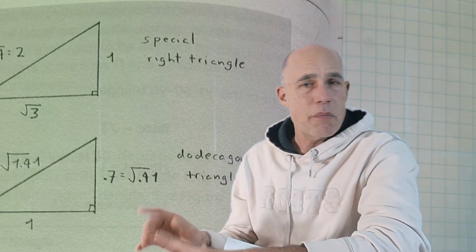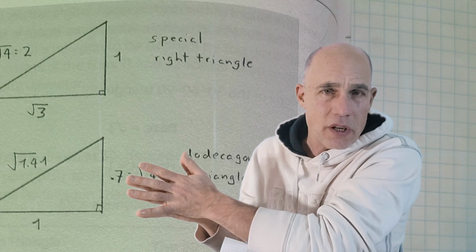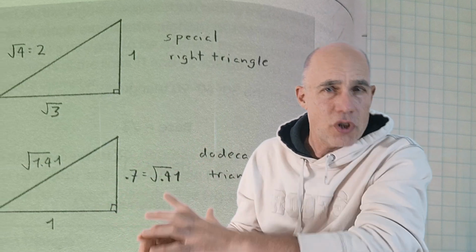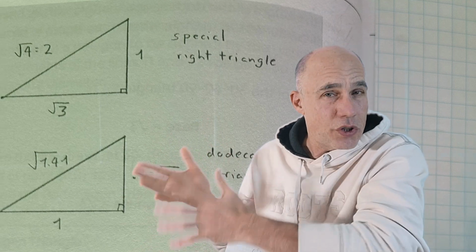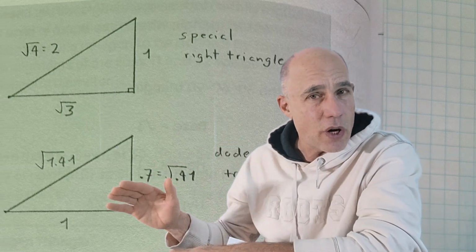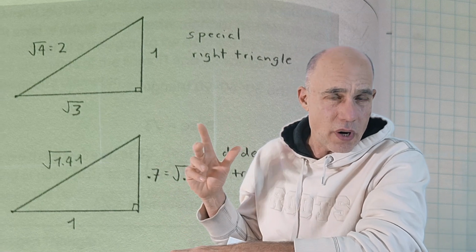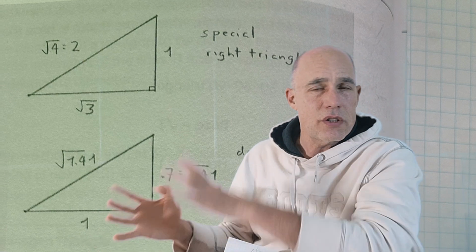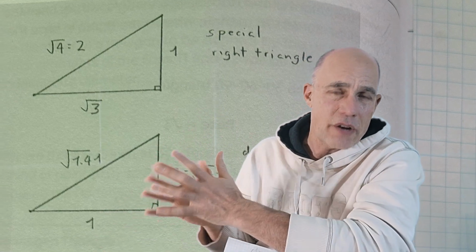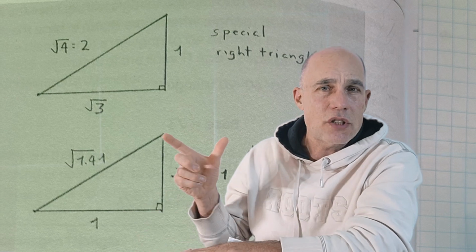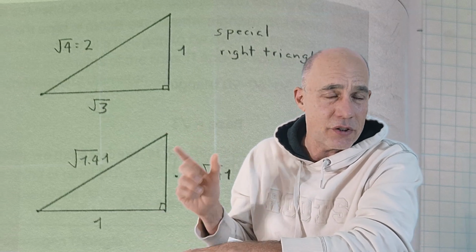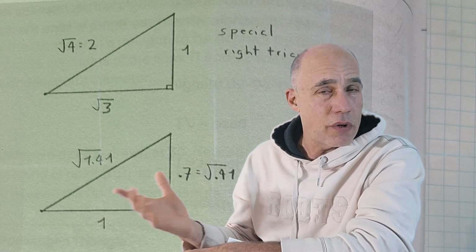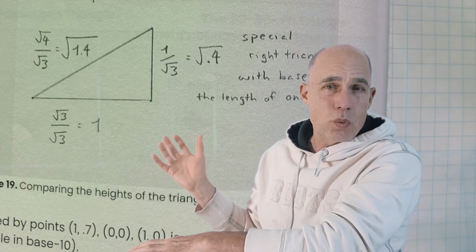So now what we want to do is compare that to the special right triangle, which we call a 30, 60, 90 triangle, where those are the angles on the inside. The base is the length of the square root of 3, the height is the length of 1, and the hypotenuse is the length of 2. So we want to change it so that the length of the base is also the length of 1. We do that simply by dividing by the square root of 3. So the square root of 3 divided by the square root of 3 is 1.